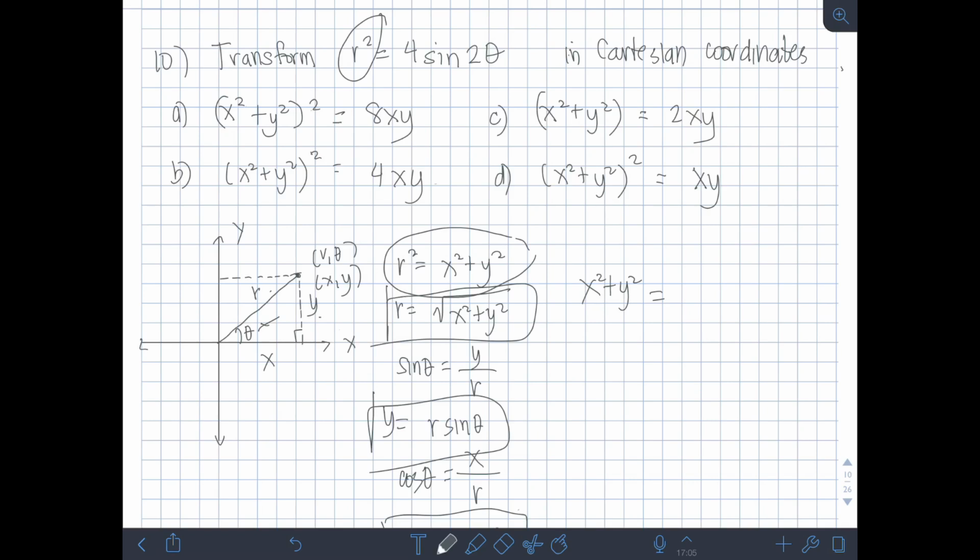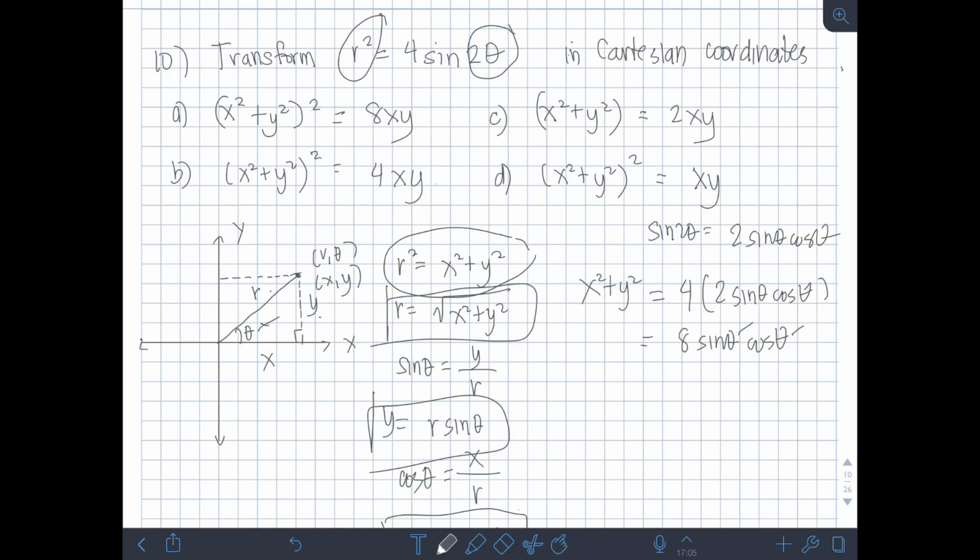4 sin 2 theta. For the sin 2 theta, we can apply the trigonometric identity. Sin 2 theta is equal to 2 sin theta cos theta. So, substituting, we get 4 times 2 sin theta cosine theta, which is 8 sin theta cosine theta. We need to remove the thetas, since we should only have x and y as variables.